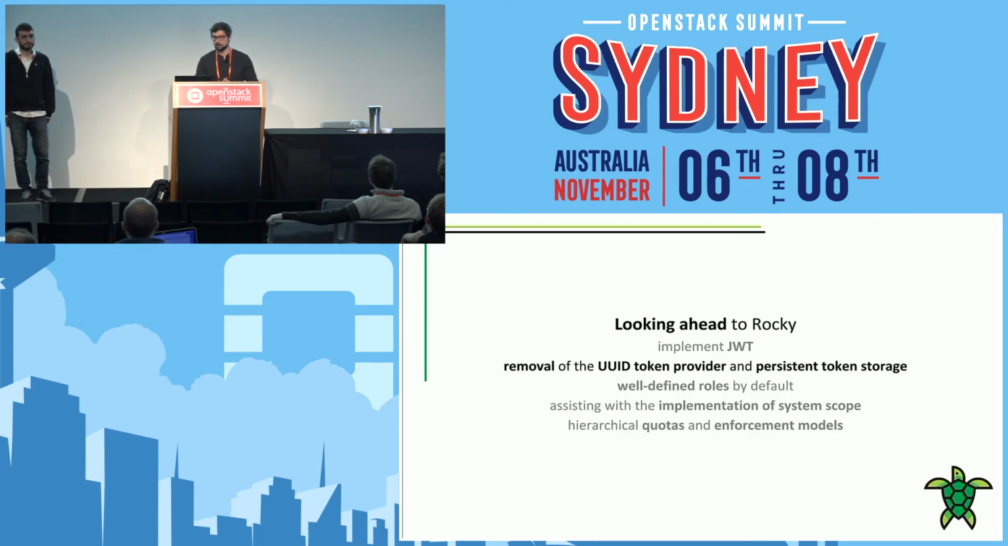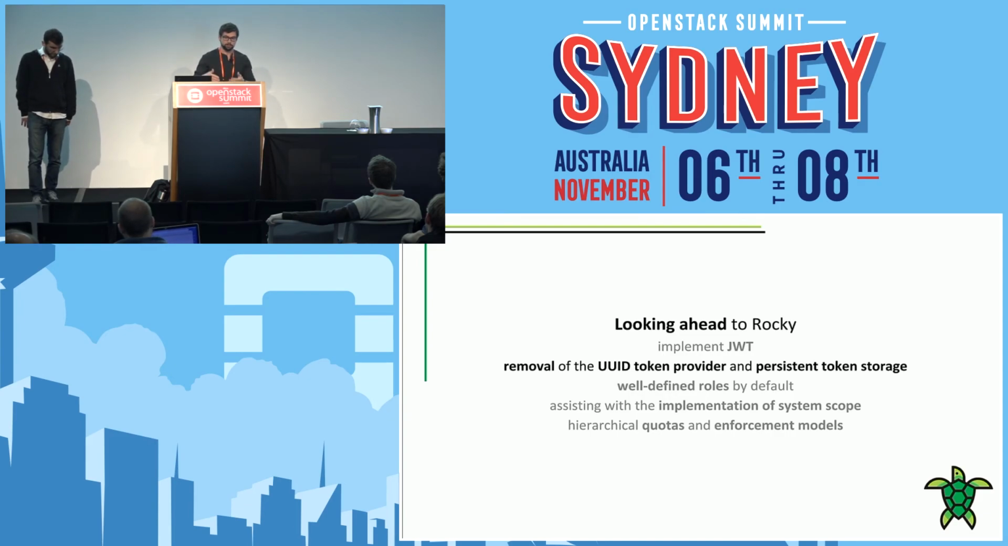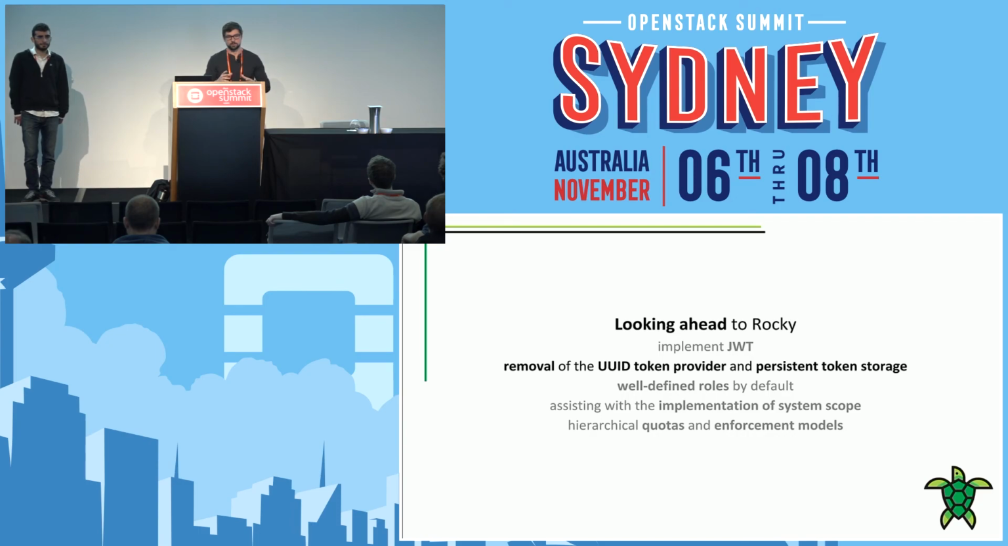and vice versa. So with that, we actually have the ability to remove the UUID token provider, the persistent token storage layer, and it gives us an opportunity to clean up a ton of technical debt in our token provider API, which is a good thing because traditionally that's the most complicated subsystem of Keystone, and being able to simplify that is going to make things a lot easier for developers joining the project and being able to understand one of OpenStack's most used APIs.